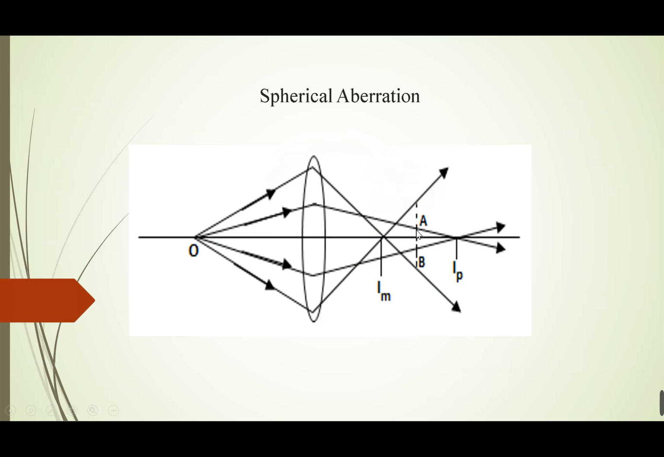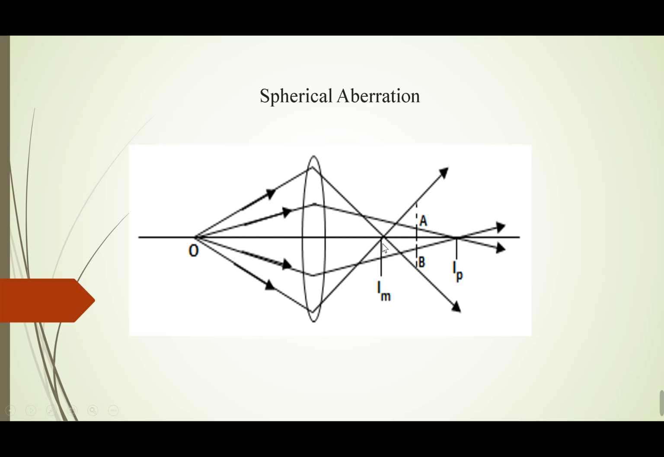If the screen is either moved towards IM or it is moved towards IP, the diameter of the patch increases. Therefore, the position of the screen at which the diameter of the patch is very least or small, say AB, is known as circle of least confusion. Okay, so this phenomenon is known as the spherical aberration.